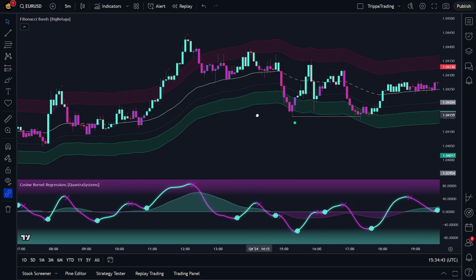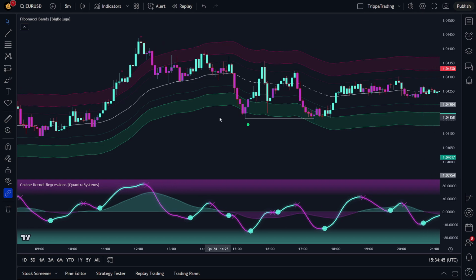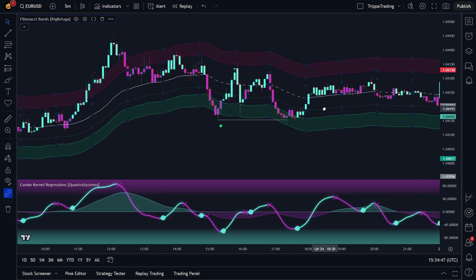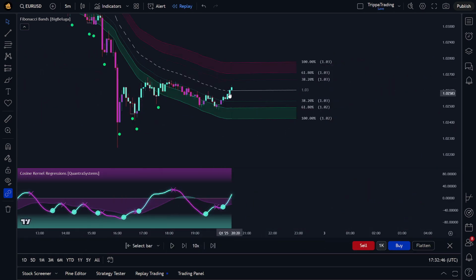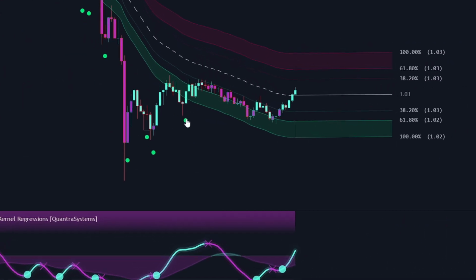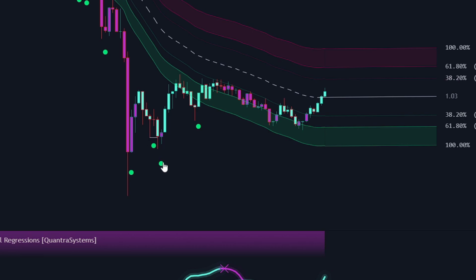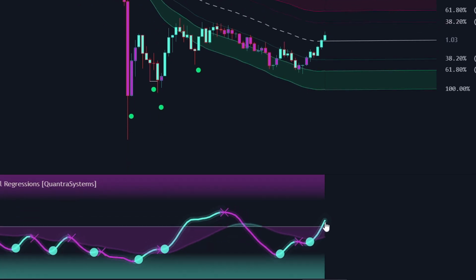Now it's time to interpret the signals they provide. We are going to test this strategy on the 5-minute Euro-USD chart, as I have also shared before. So for a buy trade, when the Fibonacci Bands indicator has given us buy signals like these, we will wait for the price to move above the center line. And when the market crosses above the middle level of the Fibonacci Bands, we will confirm this signal with the help of the Kernel Regression indicator.